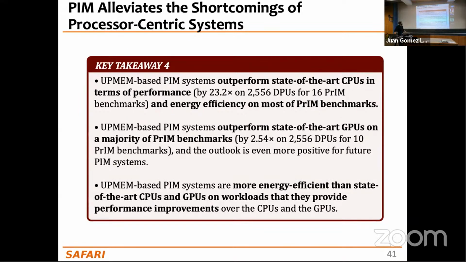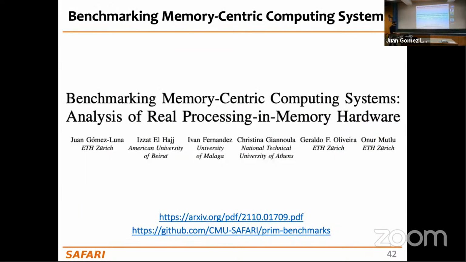And yeah, last takeaway here is that the reason why processing-in-memory systems can be faster and more energy efficient than CPUs and GPUs is because both improvements are coming from the same reason, right? Which is the large reduction in the amount of data movement, because now we are operating closer to where the data resides.